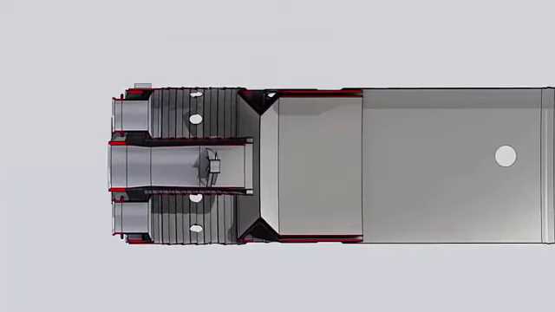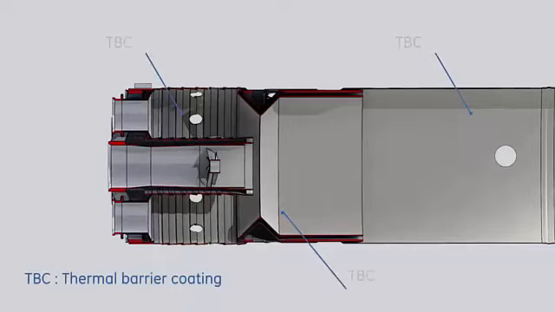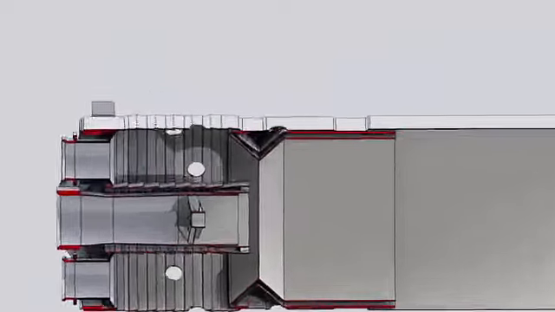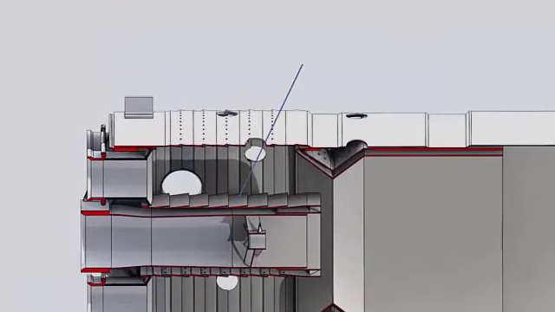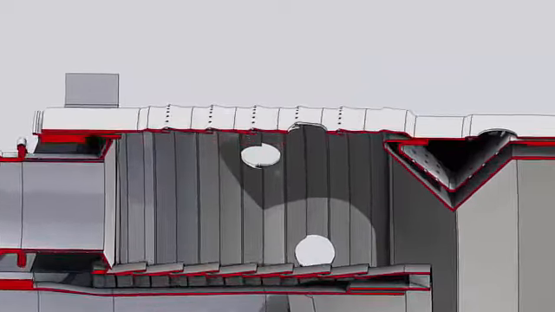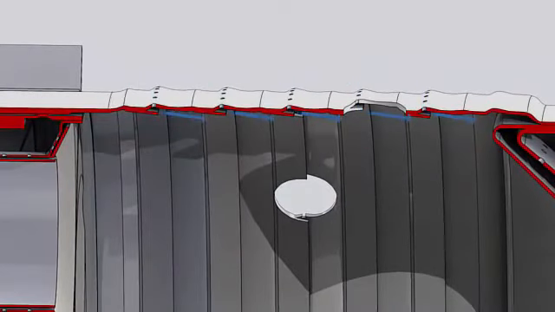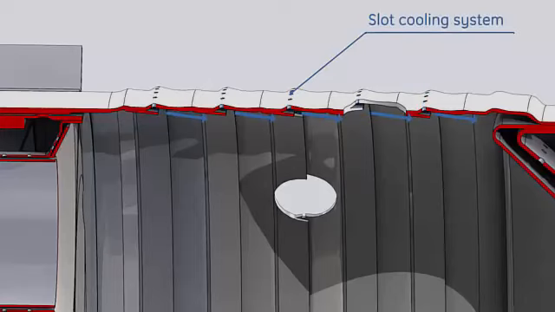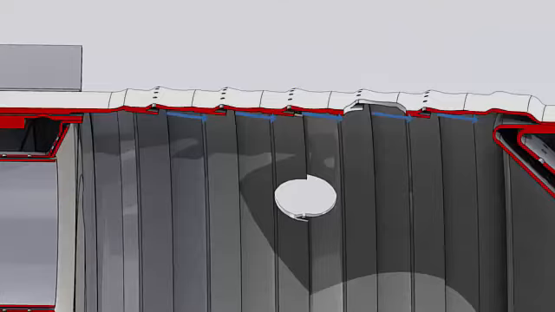Due to the extremely high temperatures encountered inside the liner, all surfaces which are exposed to the flame are protected by thermal barrier coating. The combustion liner is also protected by film cooling, as air flows through the liner cooling rings to make an air film adjacent to the liner surface.